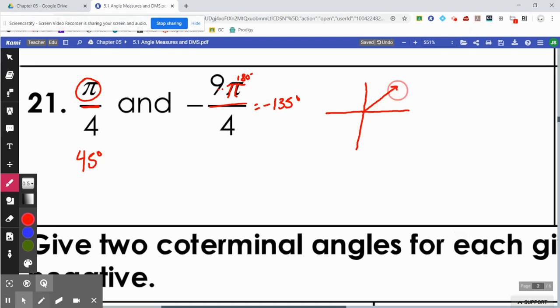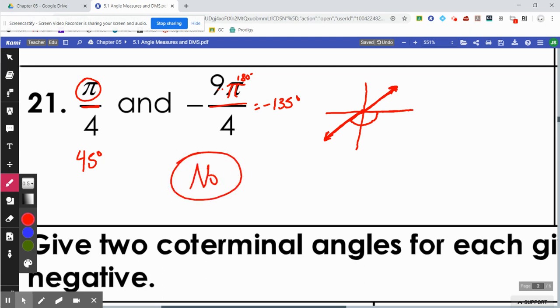45 is up here. Negative 135 starts here, and we're going to rotate negative 90, negative 45, another 45. There's negative 135. Here's the other one, or excuse me, one terminal side. Here's the other terminal side. These are not coterminal because they do not have the same terminal side. Or another way of looking at it, their graphs aren't the same.